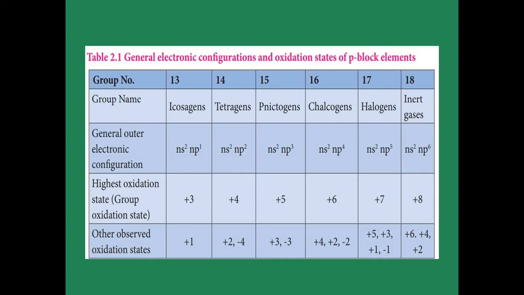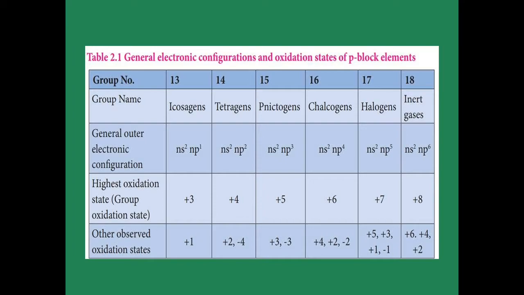In chalcogens, when the last 6 electrons are lost, we get +6 as the group oxidation state. Sometimes 4 electrons lost gives +4. Sometimes 2 electrons lost gives +2. Sometimes 2 electrons gained gives -2. In halogens, when all 7 electrons are lost, the group oxidation state is +7, and when the last 5 electrons are lost, +5, last 3 electrons lost, +3, and only 1 electron lost, +1, and 1 electron gained, -1.